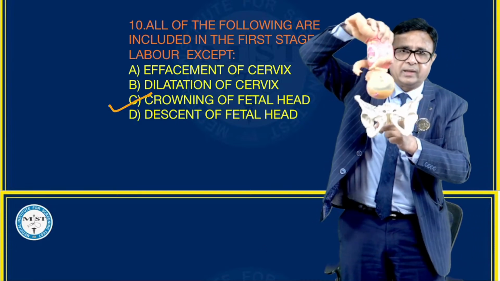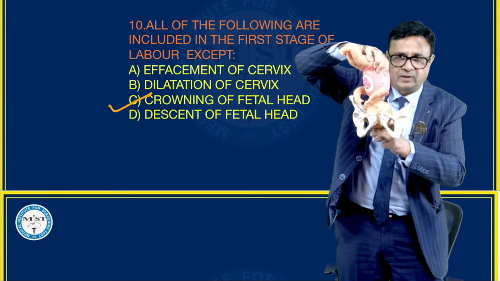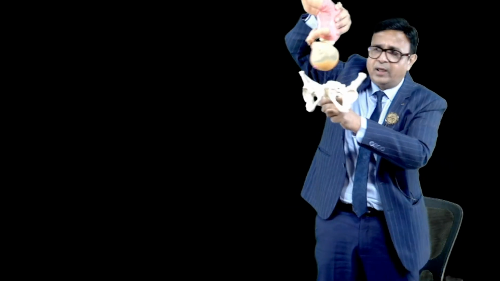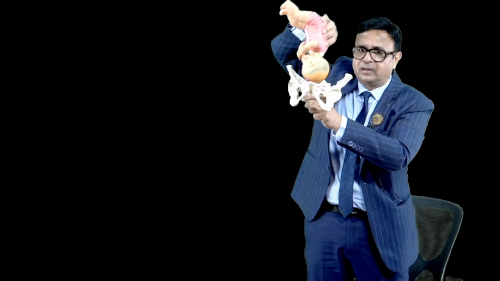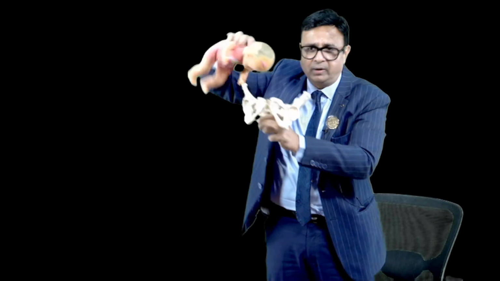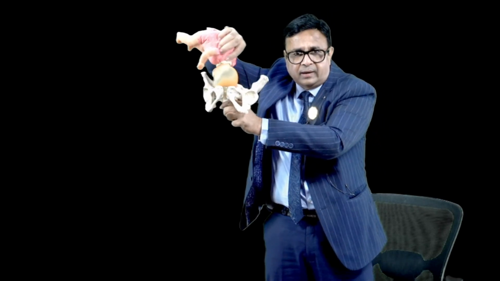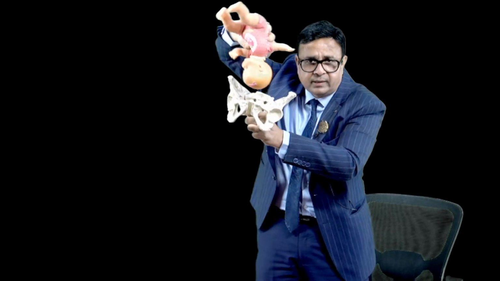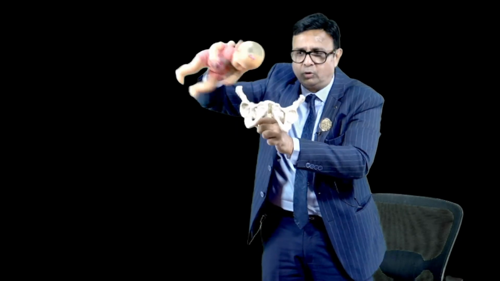Correct sequence: engagement, descent, flexion, then internal rotation. After internal rotation, crowning, and then extension. So let me repeat. What is engagement? When fetal head, presenting part, enters pelvic brim. Then descent, flexion, then internal rotation. Internal rotation occurs at what level? Important question. Internal rotation occurs at the level of ischial spine. How much does occiput rotate during internal rotation? 90 degree or 2 by 8.